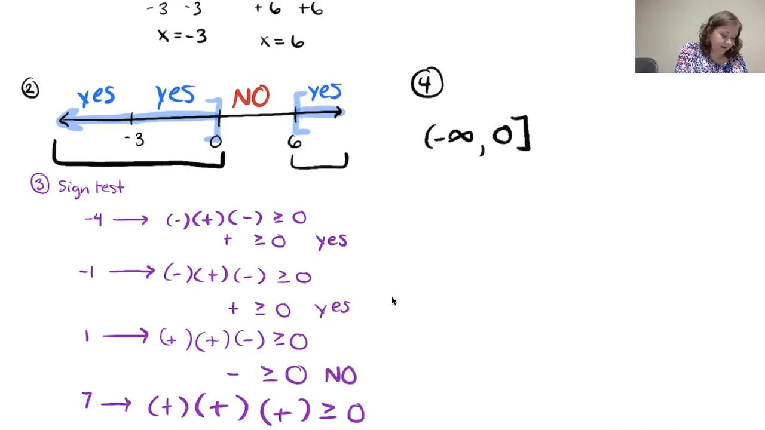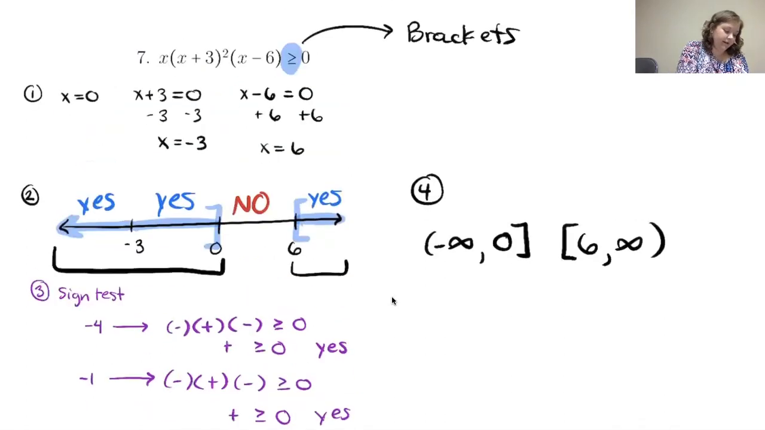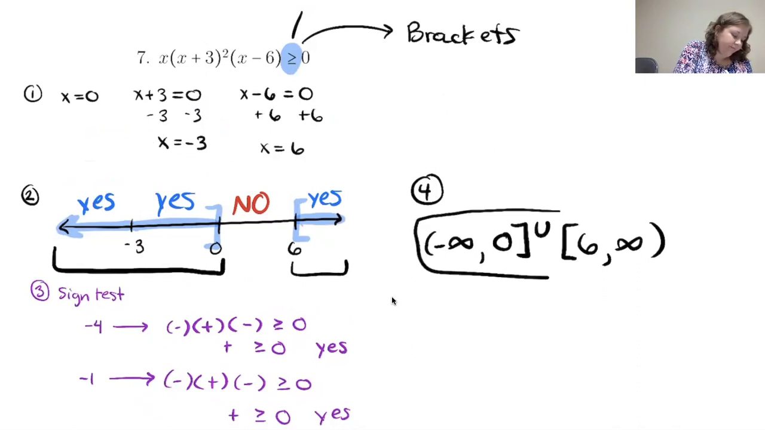And then the second interval works the way you would think it would. Just 6 to infinity, where 6 gets a bracket because of this sign right here, and infinity gets a parentheses because infinities always get parentheses. And then you'll put the union sign.